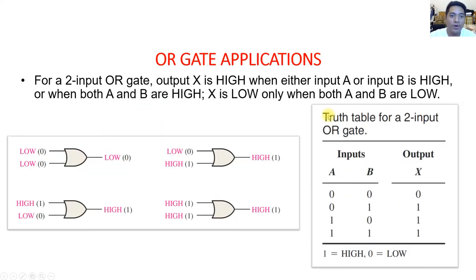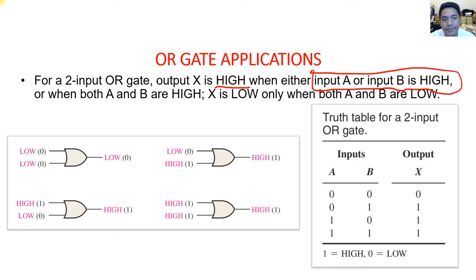Next gate, we have the OR gate, for a 2-input OR gate. The OR gate, in contrast with the AND gate, does addition, binary addition, as its operation. So for a 2-input OR gate, output X is high when either input A or input B is high. In other words, if one of the inputs is high, definitely your output will be high.